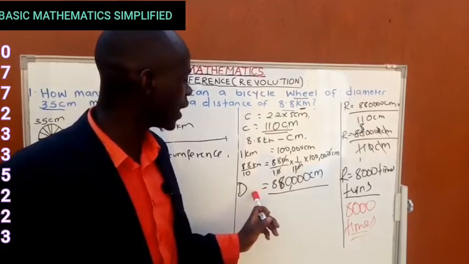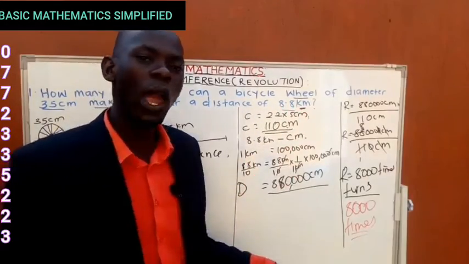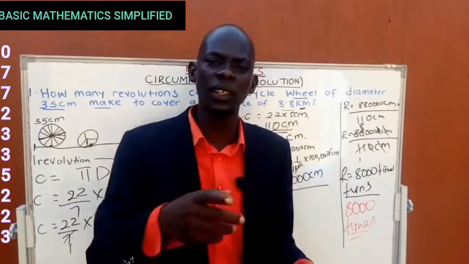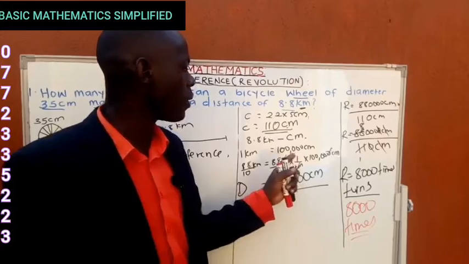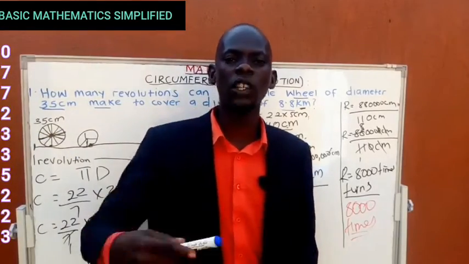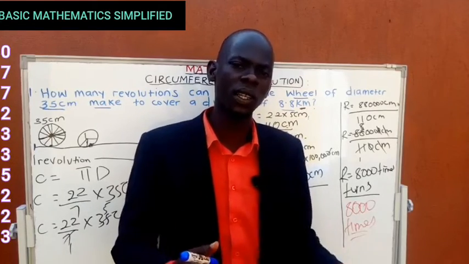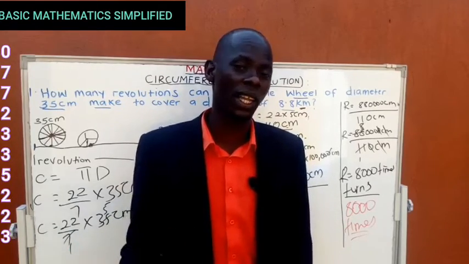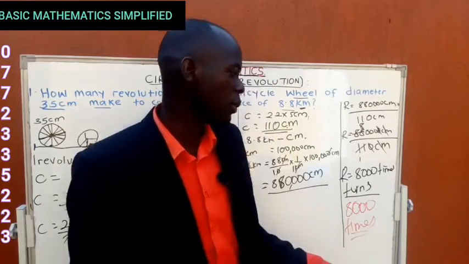Remember, when we have got the distance, we express that distance, which is 8.8 kilometers, in centimeters. Why do we match it? We want the units to be the same. Remember, you cannot divide 8.8 kilometers by 110 centimeters. Those units will be different. You have to first of all match them. Most preferably, as I told you, convert the bigger unit into the smaller unit. We know that kilometers are bigger than centimeters. So you convert kilometers to centimeters to make it easier to divide.